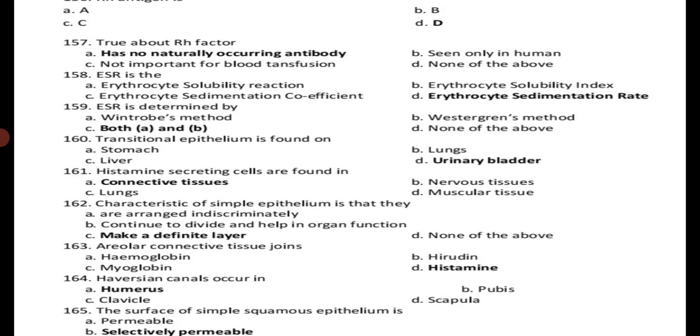Then question number 164. Haversian canals cannot occur in flat bones. The Haversian system or canals are longitudinal canals that run in the walls of long bones like femur and humerus. They contain nerve fibers and one or two capillaries. The long bones like humerus and femur show Haversian canals. So option A is the answer of question number 164.